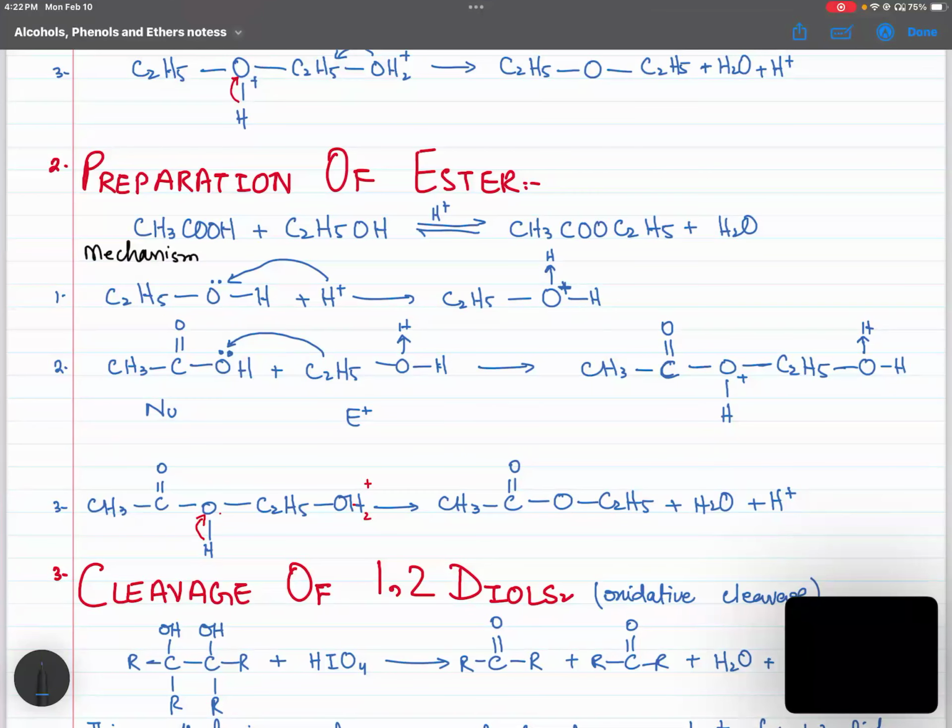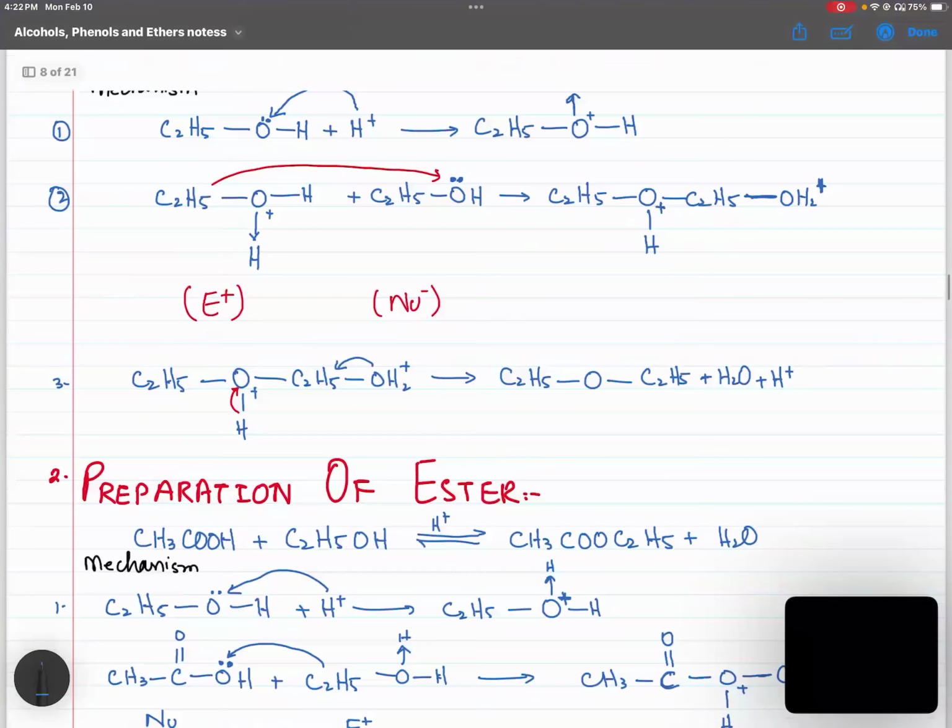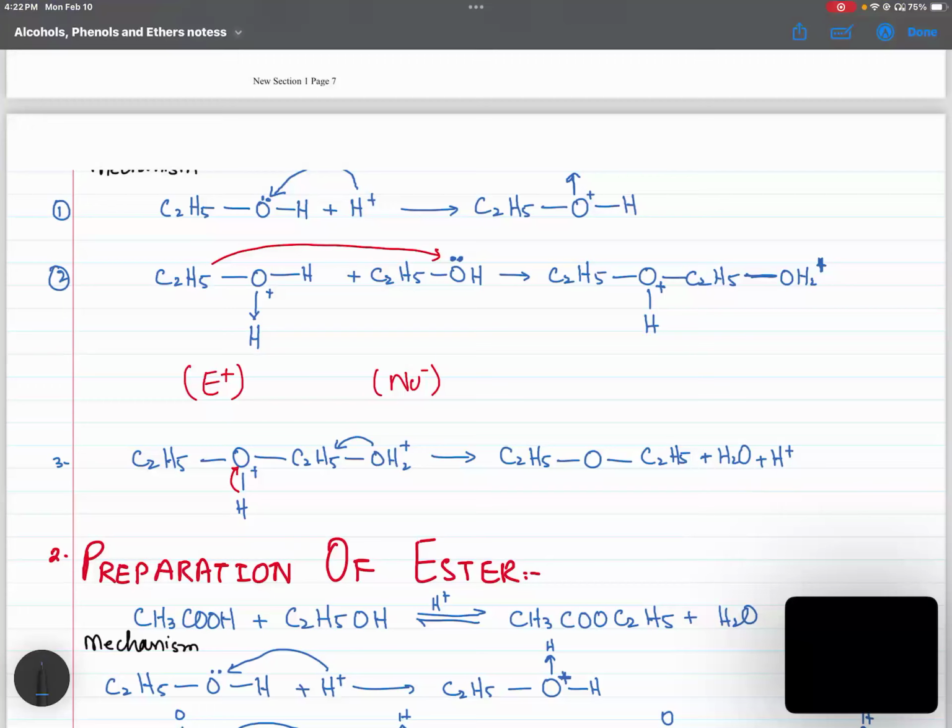So here it is. We are done with this reaction. Now we need to move towards the oxidation of alcohols.